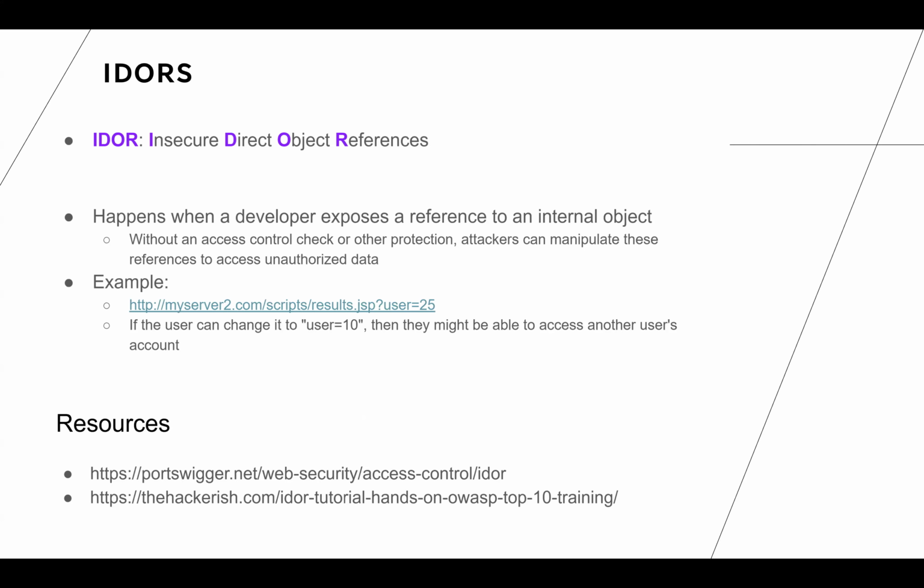So does this only happen through URL parameters? No, this is any parameter really. Say you're doing a POST request and it's being passed through the body. Again, it's the same exact thing. You're sending a request for page 25 or user 25, change it to 26, and it works.